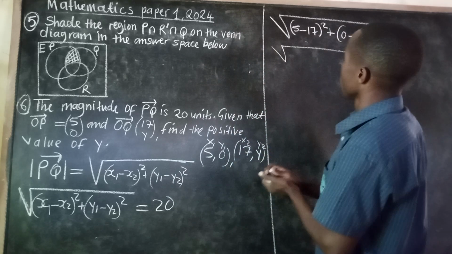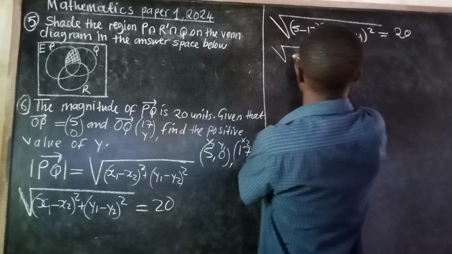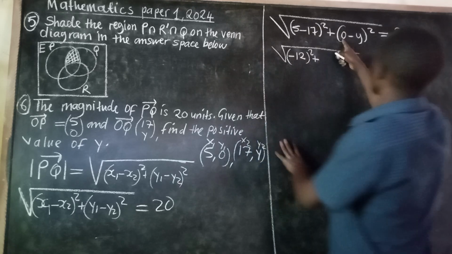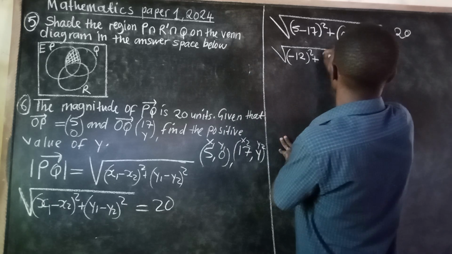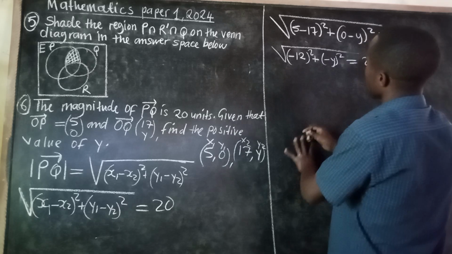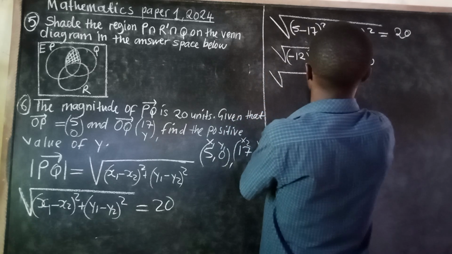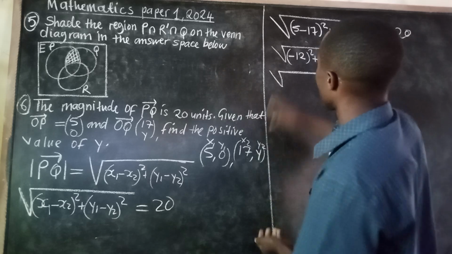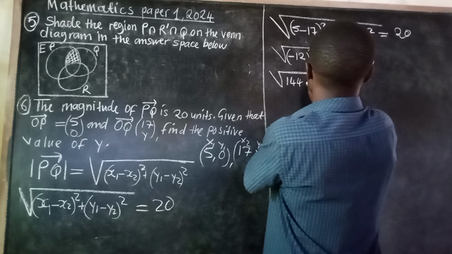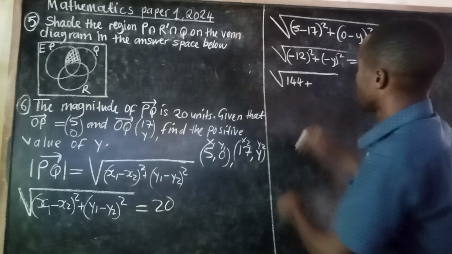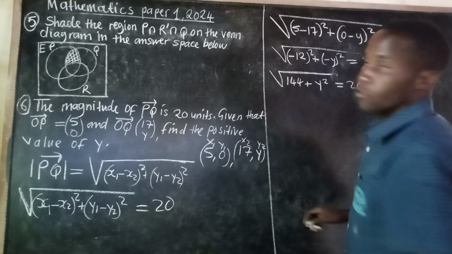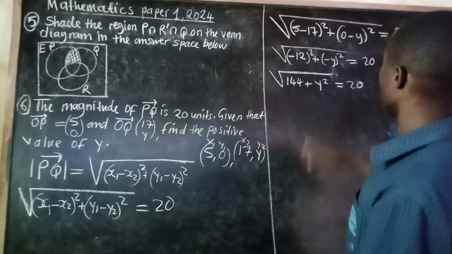When you subtract 5 minus 17, the answer is negative 12, squared, plus 0 minus y, which is negative y, then squared, equals 20. Then we further simplify. Negative 12 squared is 144. Then plus negative y squared, the answer is y squared, then equals 20. So now where we have reached, we want to find the value of y.